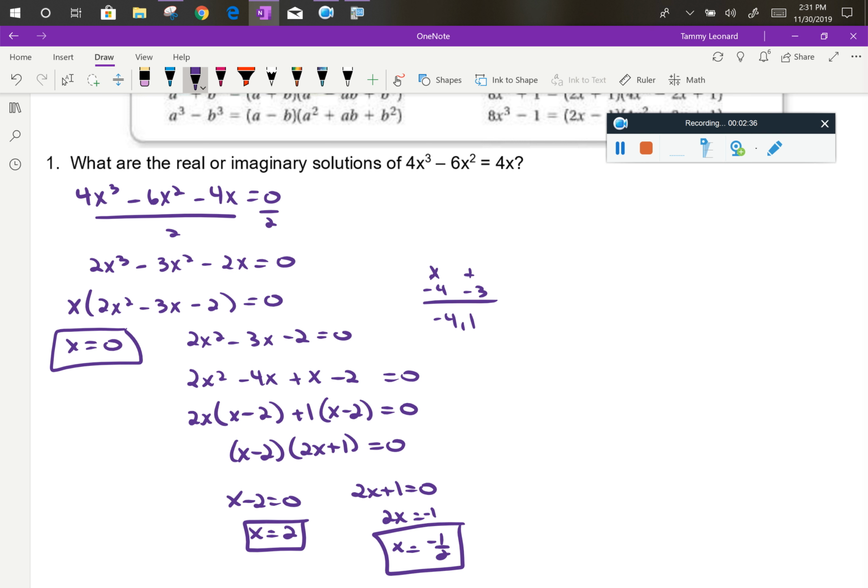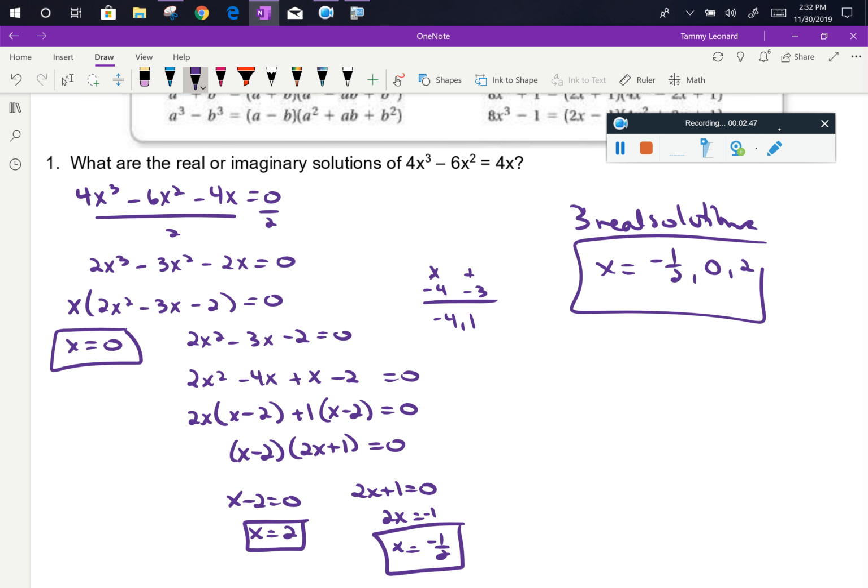So there are three real solutions, and they are x equals -1/2, 0, or +2. Since this was a cubic in the first place, I know that I'm only looking for three answers. We found three real solutions, so that's all that there is.